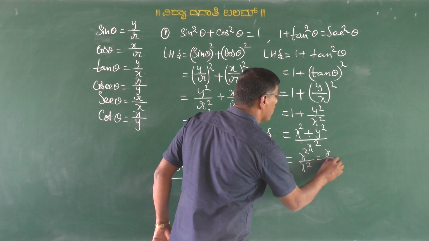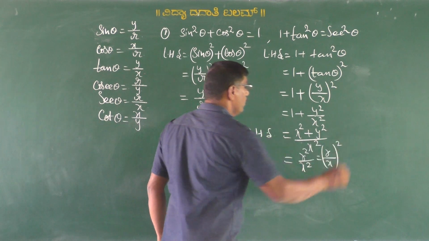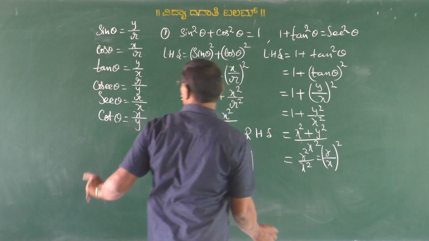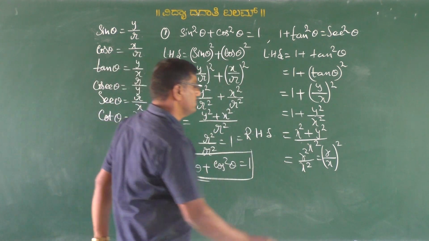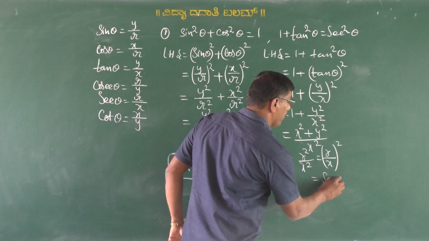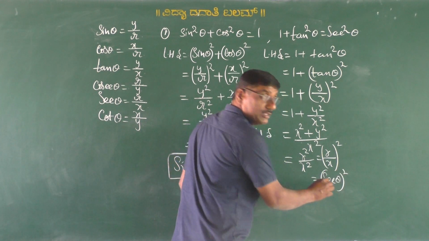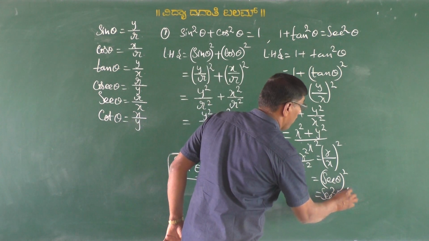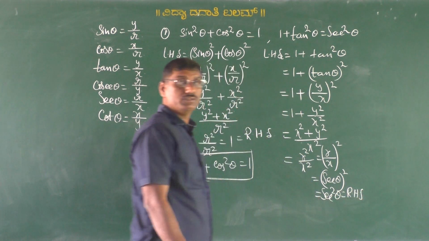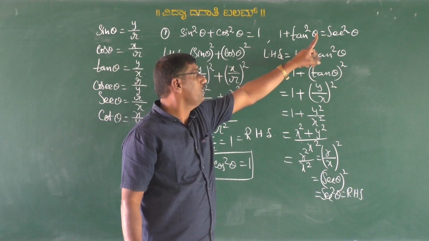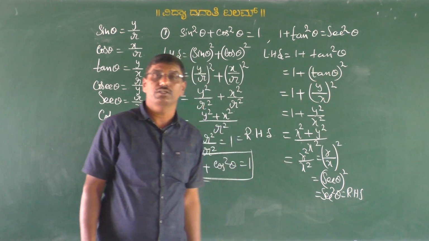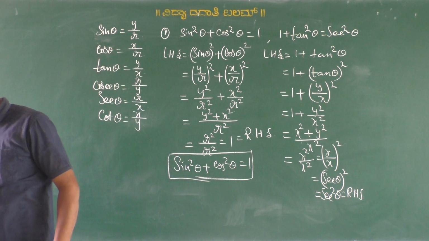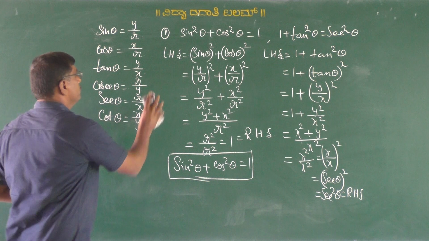This can be written as r by x whole square. My dear students, r by x can be written as secant theta. This is equal to secant theta whole square. This can be expressed as secant square theta. That is what we call RHS, my dear students, isn't it? That means 1 plus tan square theta is equal to secant square theta. These are the two identity formulae. Another identity formula is there, my dear students.